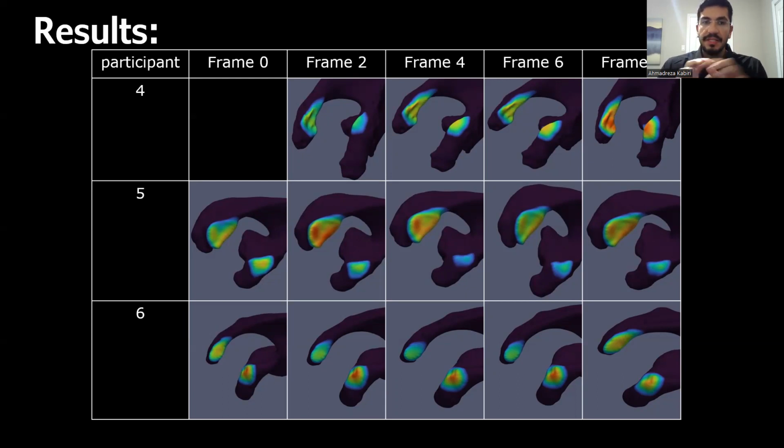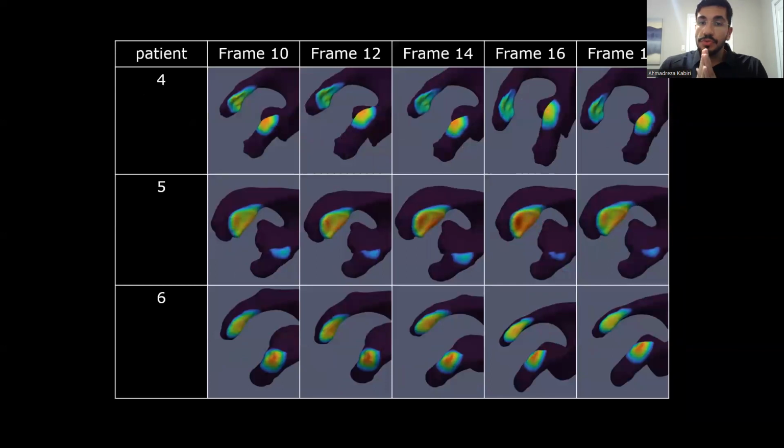And as you can see, in the areas that are more red, it means that the two bones are closer to each other. And by looking at the color maps, I think there is absolutely movement in this joint. But unfortunately, I was not able to detect any specific pattern because of the low sample size of my research.